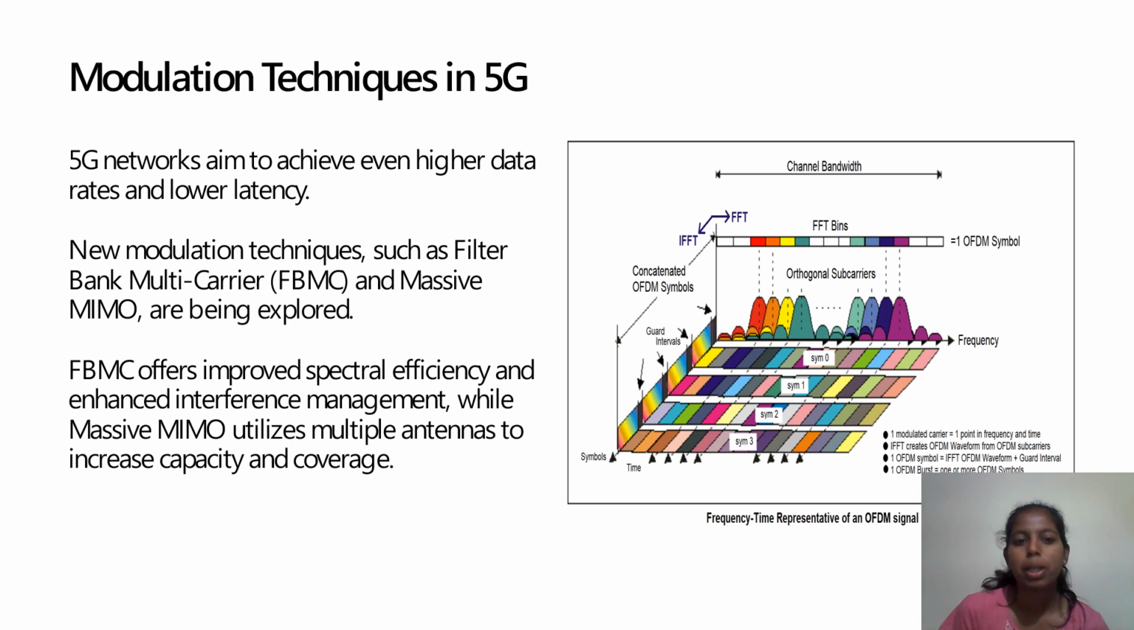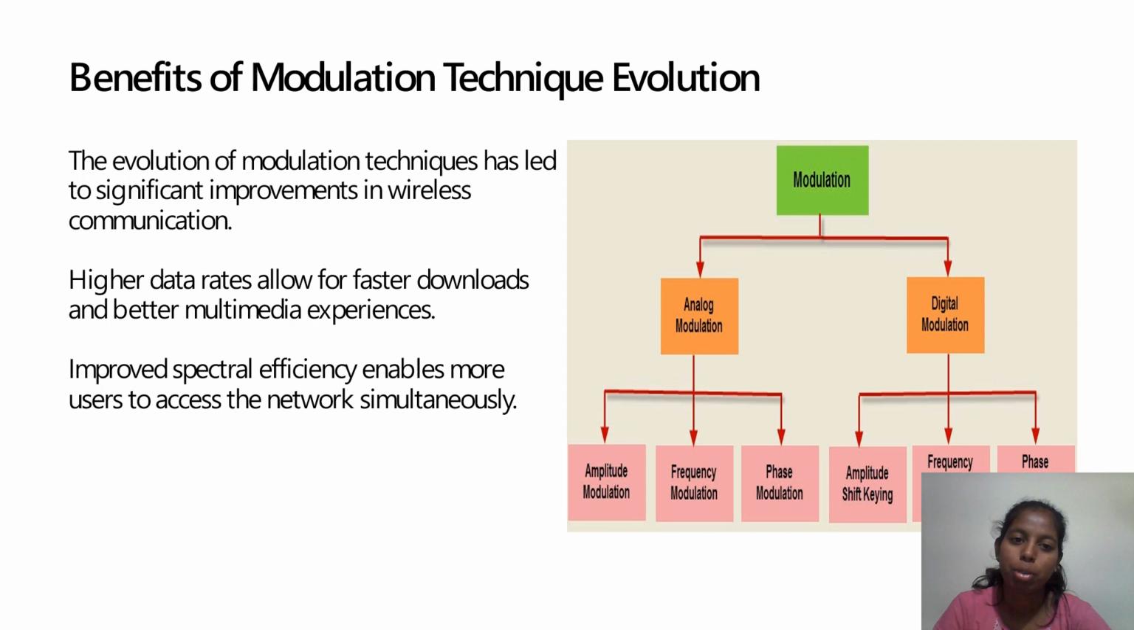FBMC, filter bank multi-carrier, offers improved spectral efficiency and enhanced interference management, while massive MIMO utilizes multiple antennas to increase capacity and coverage. In wireless communication, this is the fastest, where you can transmit higher data rates with lower latency, meaning there will be little noise. Even noise cancellation is available in 5G while the modulation is done.